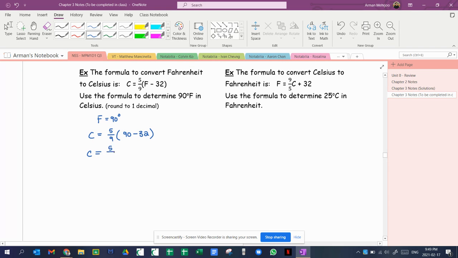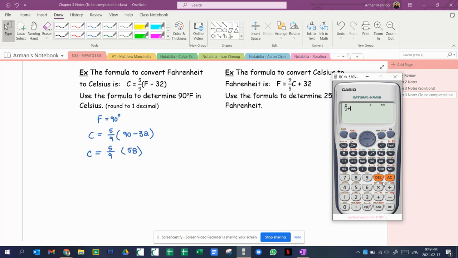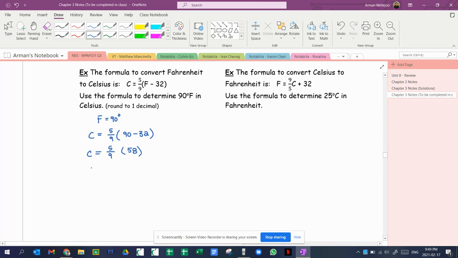So BEDMAS says I got to look in the brackets first. Let's do 90 minus 32. I believe that is 58. 5 over 9, I don't know what that is as a decimal, but I don't have to. I got a calculator. It makes my life so easy. Easy peasy. 0.556. Let's just estimate.